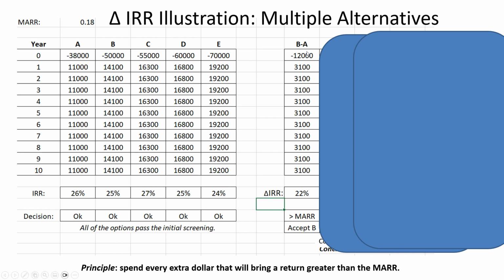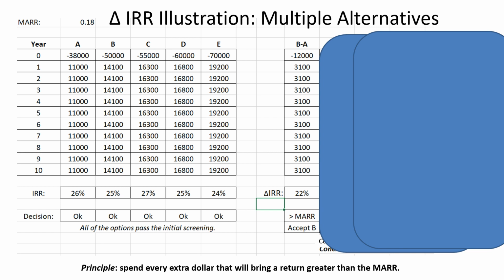So the incremental cost is $12,000. The incremental revenue each year is $3,100. And then I'll calculate the rate of return on the increment, meaning on the difference between B versus A. So if the rate of return on the increment is 22% and my minimum is 18, then the decision criteria says accept the more expensive alternative. So B wins that matchup. A was acceptable, but B is better.